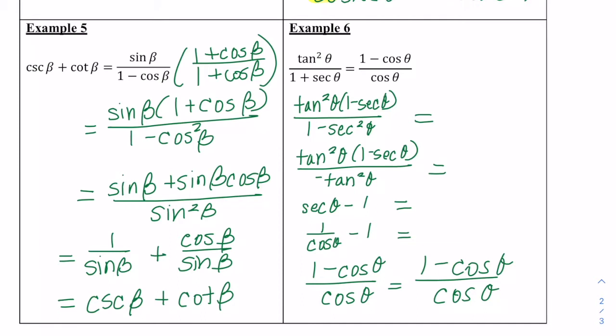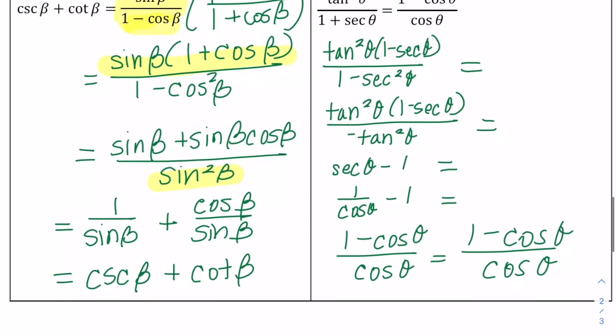Now let's check our answers. For example 5, the right side is definitely the more complicated. And it's helpful to know that we're going to have to multiply by the conjugate of the denominator. We're trying to make a monomial in the denominator. So we're going to multiply the top and the bottom by 1 plus cosine of beta. And so on the top, we'll get sine times 1 plus cosine beta. And then 1 minus cosine squared will become sine squared. And then we could separate that into two fractions, 1 over sine of beta, which is cosecant of beta, and then cosine over sine, which is cotangent.